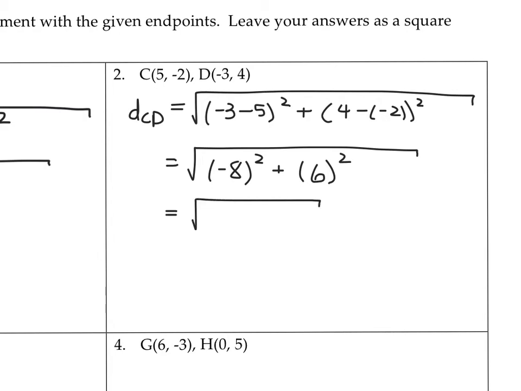And now we can square both of our numbers. So 64 plus 36. And when we add those, we get the square root of 100, which in this case, we can actually take the square root to get 10. Okay, I want you to try number 3 and 4 on your own. Check with me to make sure you got the right answer, and then we're going to go to 5 and 6 as well.